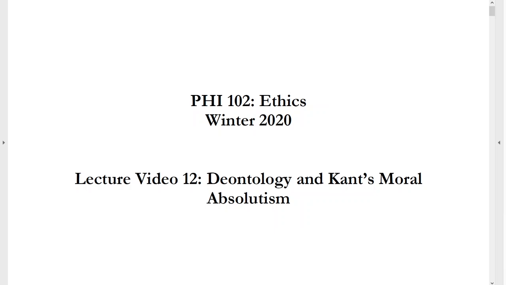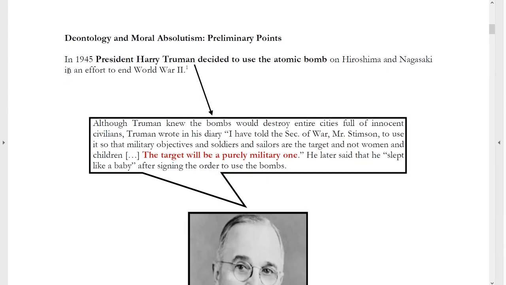We're going to do that by looking at the preface to his most famous work on morality, which is the Groundwork of the Metaphysics of Morals. But before we get there, I want to say a few preliminary points to introduce this idea of moral absolutism, which forms the foundation of Kant's moral theory. And to do that, I want to look at the historical example of the decision of President Truman to use the atomic bomb on Hiroshima and Nagasaki in order to end World War II.